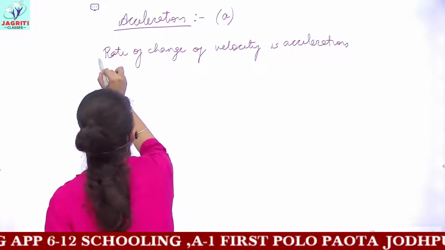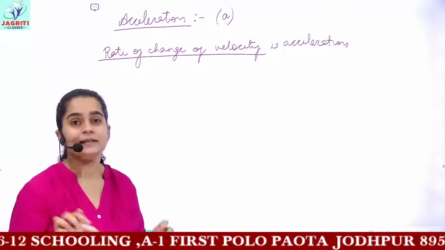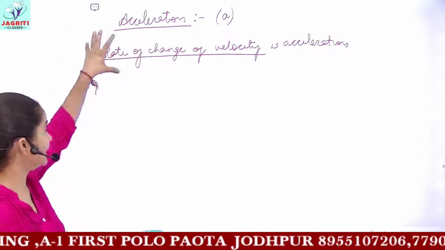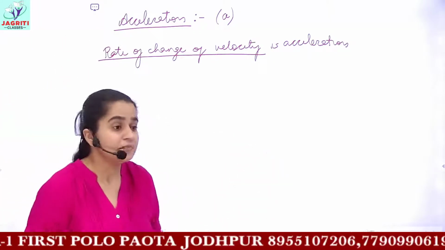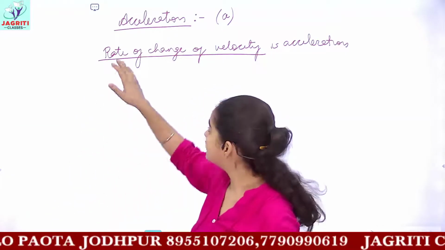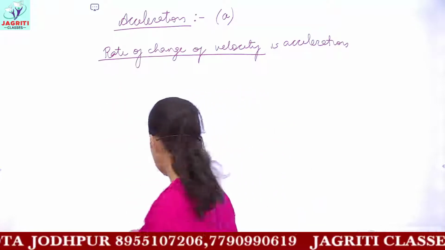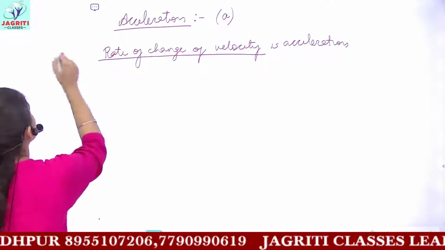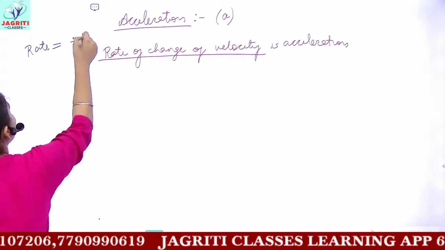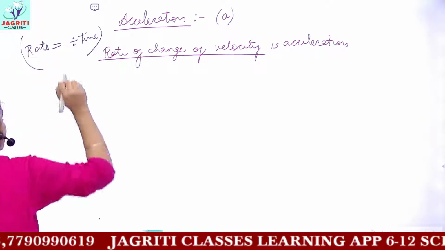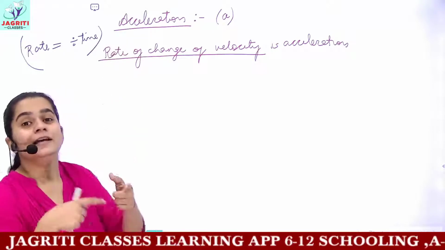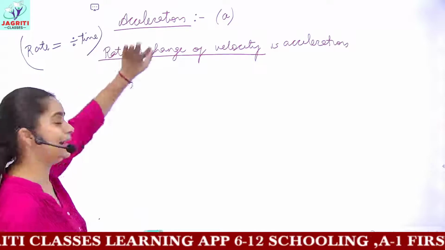Now, rate of change of velocity. Remember one thing: in physics, wherever you get the term rate, as in rate of change, every quantity signified by the term rate means divided by time. So I'm writing: rate means anything which is divided by time. Generally, everywhere in physics, you will find the term rate. So you can conclude rate is divided by time.